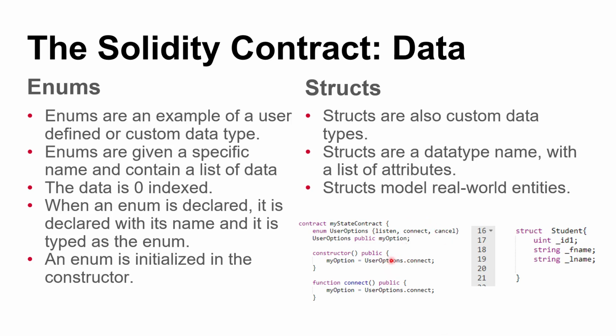And so we can see here that when we want to set our options, we want to run the constructor or run this function, we're actually updating the value of my option. So at one point it is set to connect. So we can see here that my option will be set to connect.